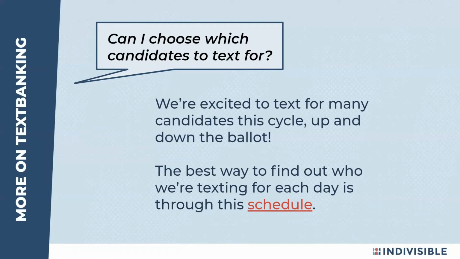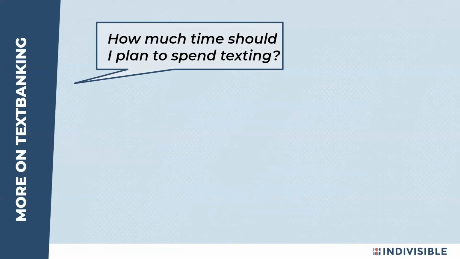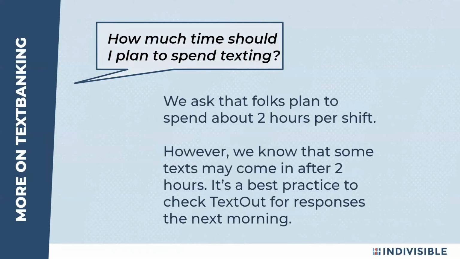In terms of how much time you should plan to spend texting, we ask that folks plan to spend about 2 hours per shift. However, we know that some texts may come in after that 2-hour period. If you're texting into the evening, it's a good practice to check TextOut the following morning for any responses that may have come in from voters overnight. We want to make sure we're following up with all voters who contact us as quickly as we can.